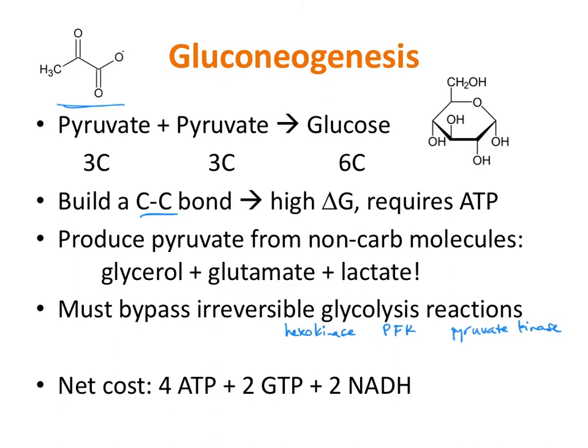Overall, the cost of gluconeogenesis is 4 ATPs and 2 GTPs and 2 NADHs. We've got 6 high-energy phosphate molecules here, so this is actually quite a spendy process.